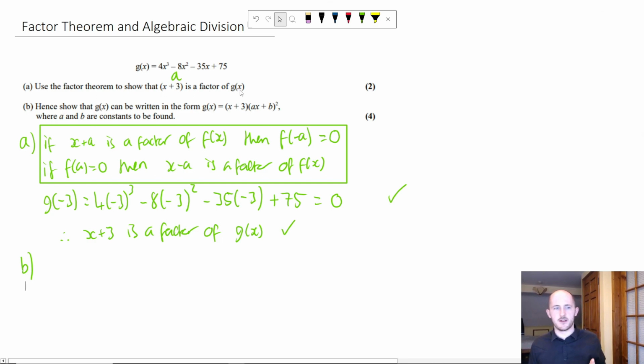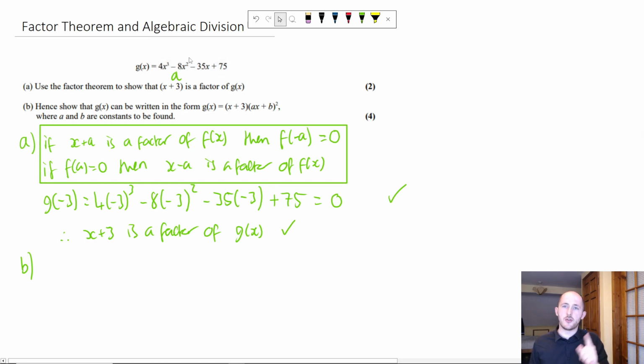But remember what a factor is. A factor is something you can divide a number by. So what they're saying is, in this case, I can factorize out x plus 3. And then I get something inside the brackets. But how do I work out what's inside the brackets? Well, that's where it gets a bit tricky, because I have to divide this expression by x plus 3.